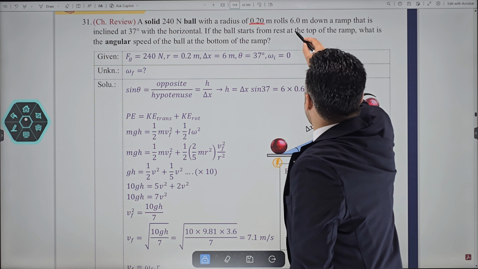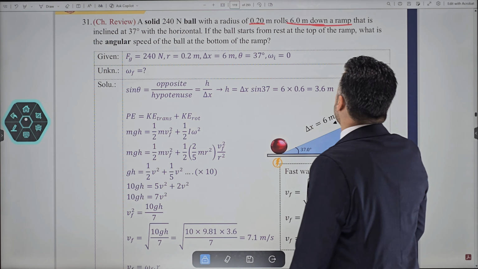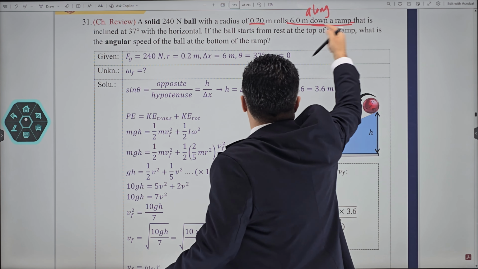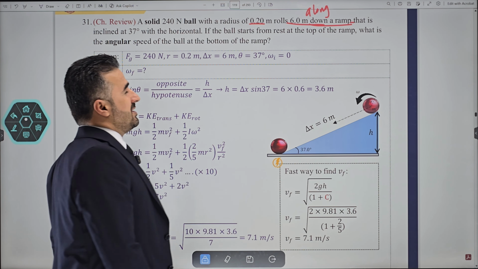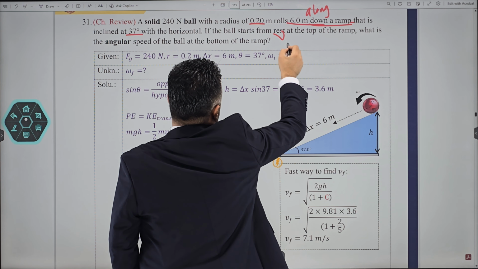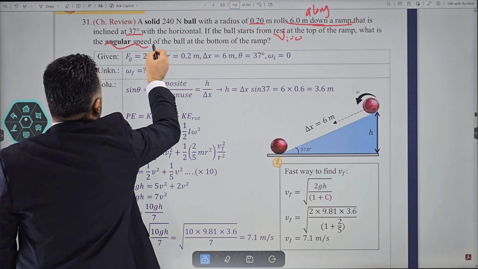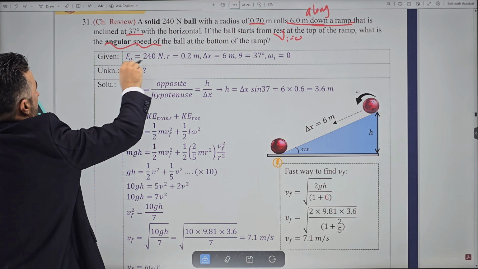So no height. Again, you can write this down: that means along something here. So this is along the ramp. So along the ramp, that is not the height. This is just the length of the ramp, that is inclined at 37 with a horizontal. If the ball starts from rest, so V initial is 0 at the top of the ramp, what is the angular speed of the ball at the bottom of the ramp?